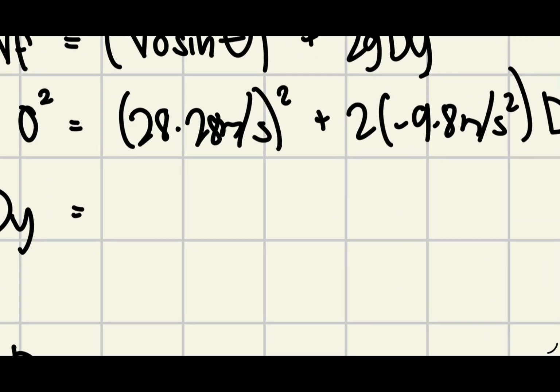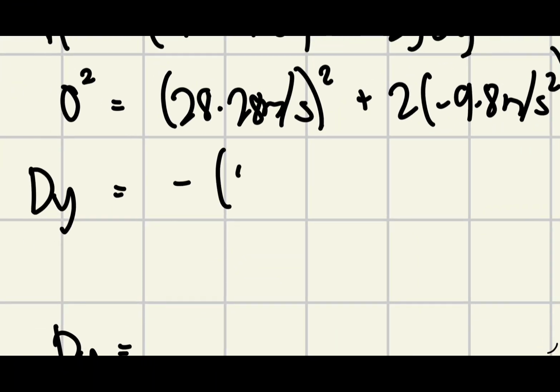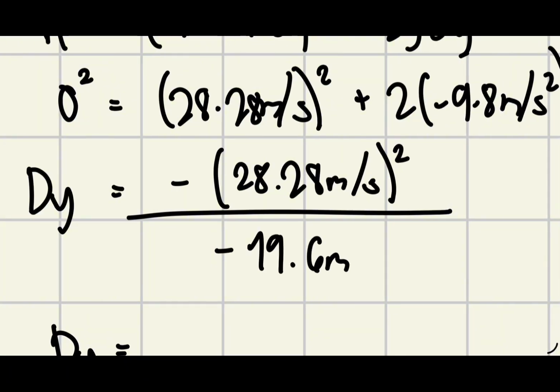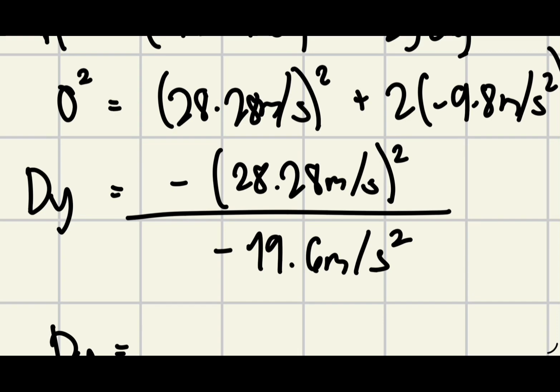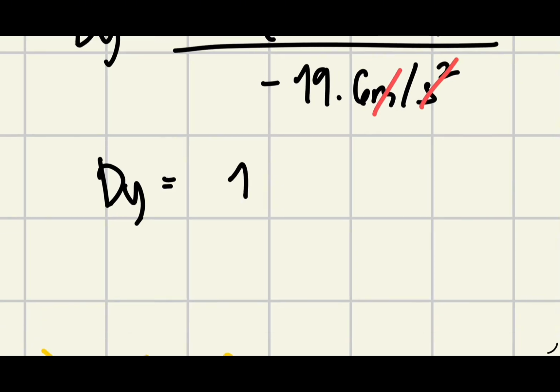So we isolate d of y to the other side, transpose and divide both sides. We're left with 28.28 meters per second squared all over negative 19.6 meters per second squared. We cancel our units. The seconds cancel, meters cancel, and we're left with meters, and that gives us the vertical displacement of 1.44 meters.